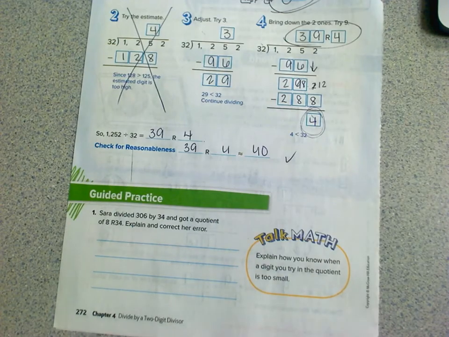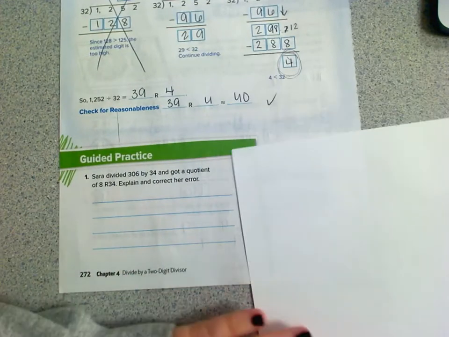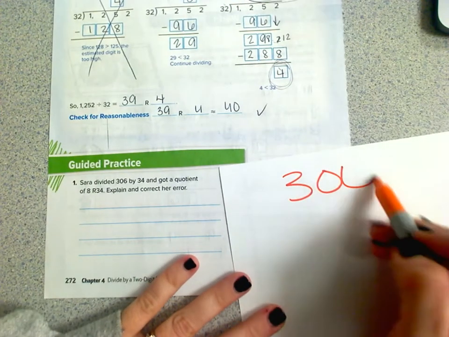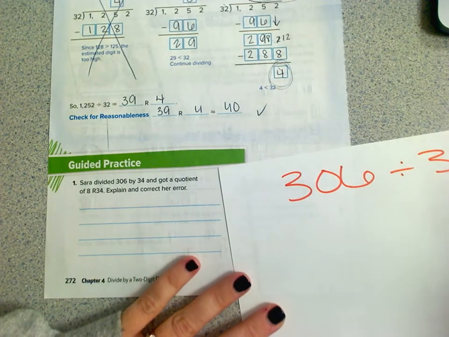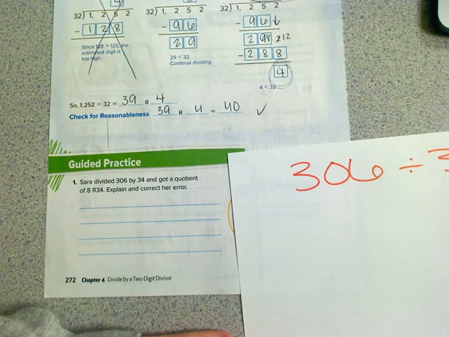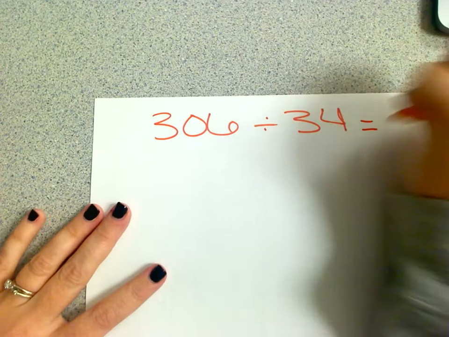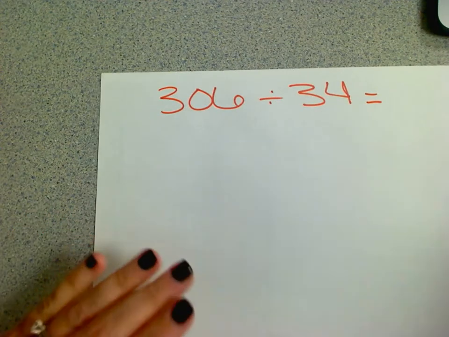All right, let's try guided practice together. Sarah divided 306 by 34 and got a quotient of 8 remainder 34. Explain and correct her error. So we know she's wrong. So the first thing we have to do is figure out what is the correct answer. So first we're going to find our estimate, see if our answer is reasonable.